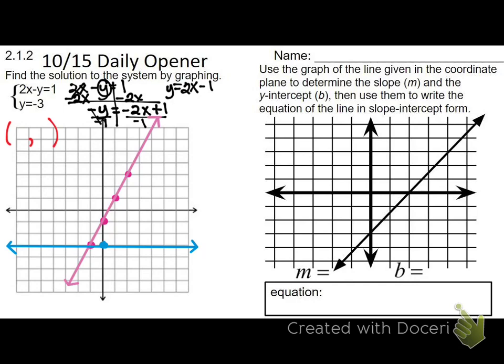So what's my x value? I thought it was going to be negative 1. Negative 1. So if we start at my origin, I'm going to have to go over 1, and then what's my y going to be? Negative 3. Good.